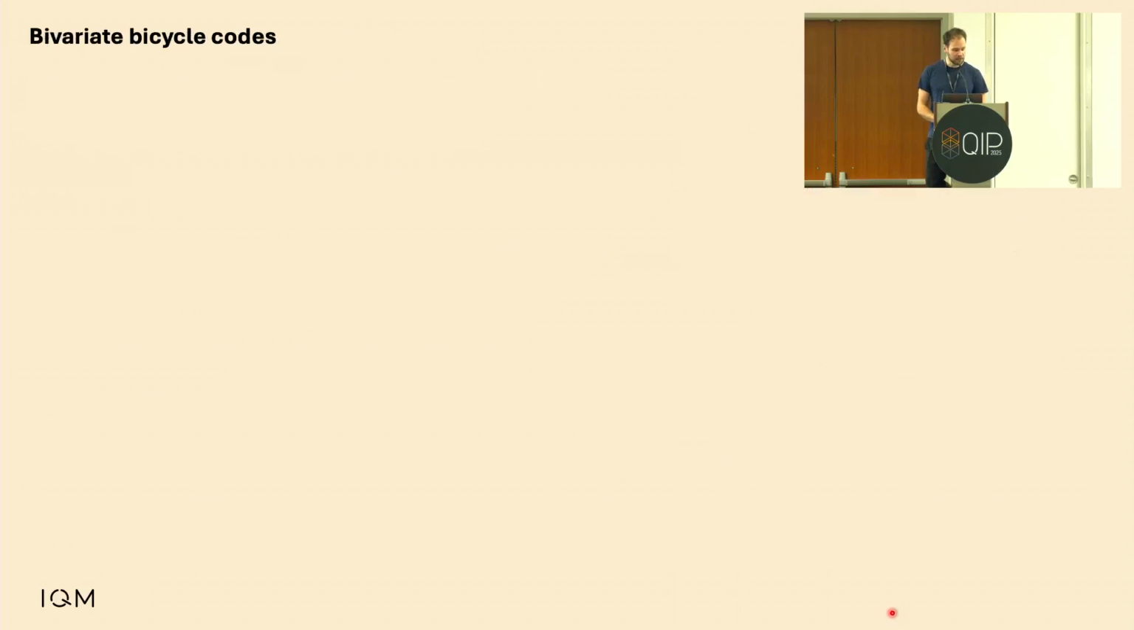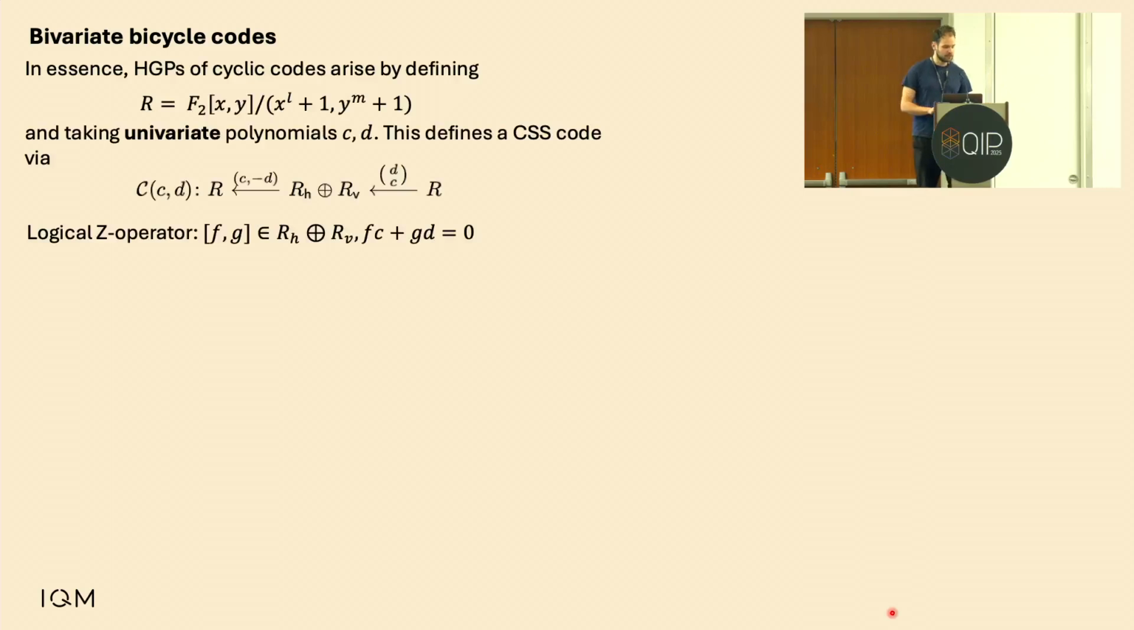Yes. And now I want to drop the product structure. So this had this nice product structure, and because of that, everything was easy. And we somehow want to drop it. And for doing that, let's think again about what we did. So what we did is to define a hypergraph product of cyclic codes.